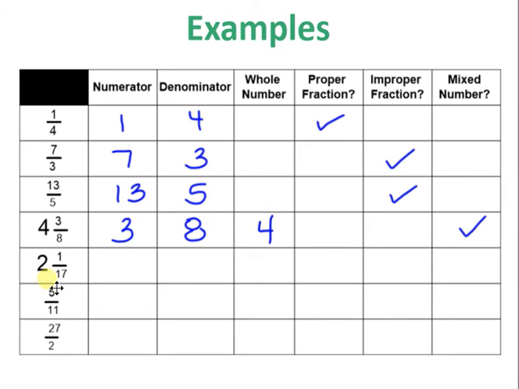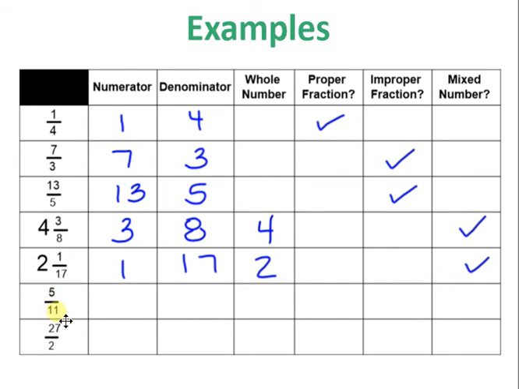Over here I have 2 and 1/7. So my numerator is 1, it's the top. My denominator is 7, it's the bottom, and my whole number, which I do have in this case, is the 2 right in front of it. And because I have that whole number, it is a mixed number.